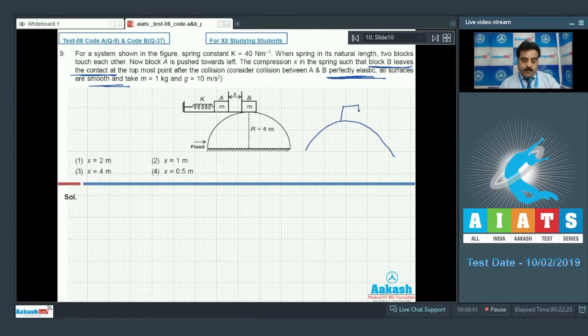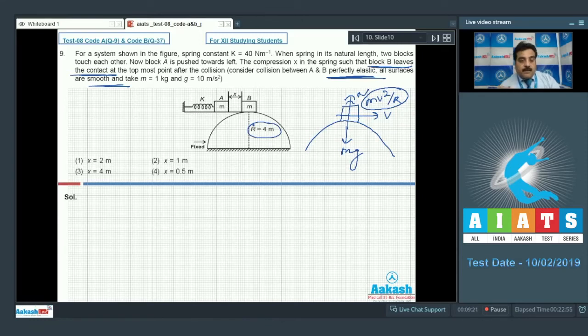Suppose this is my block number B. I am going to concentrate first on block B. You can make normal force and mg act in downward direction. Suppose this is the speed v. So this is a circular motion. So I can write here mv square by r, centripetal or centrifugal we can select, and radius is given as 4 meter only.